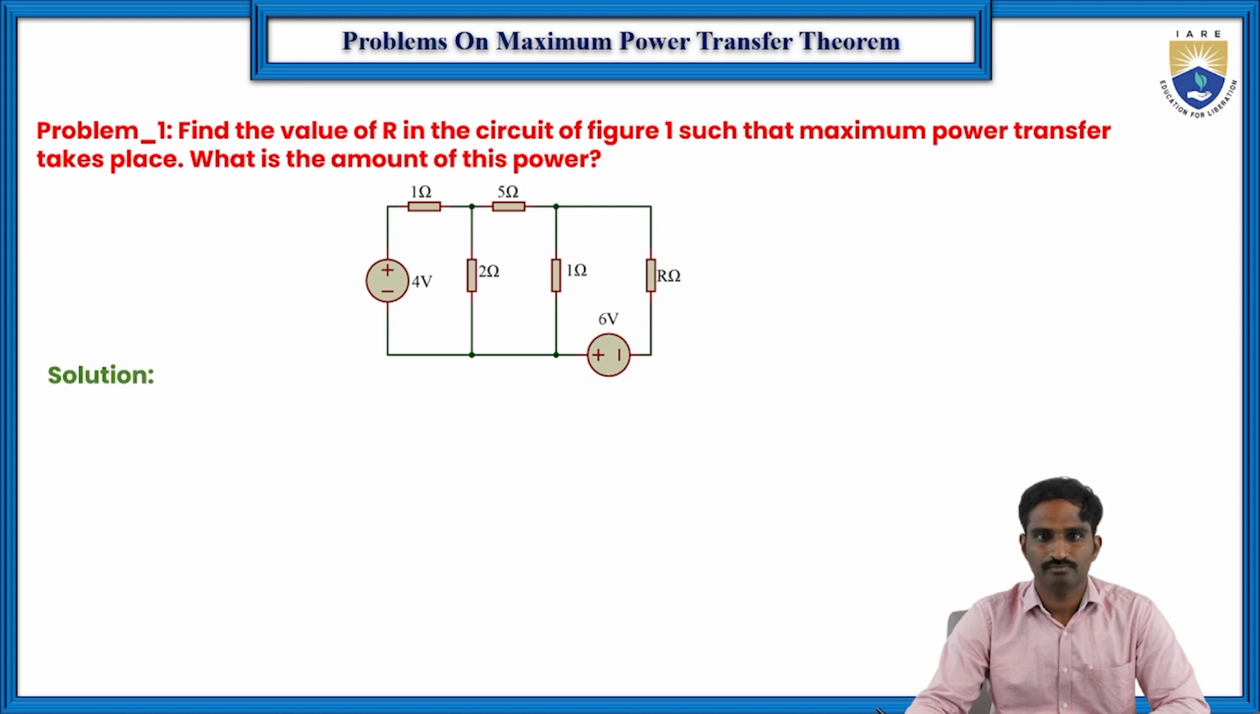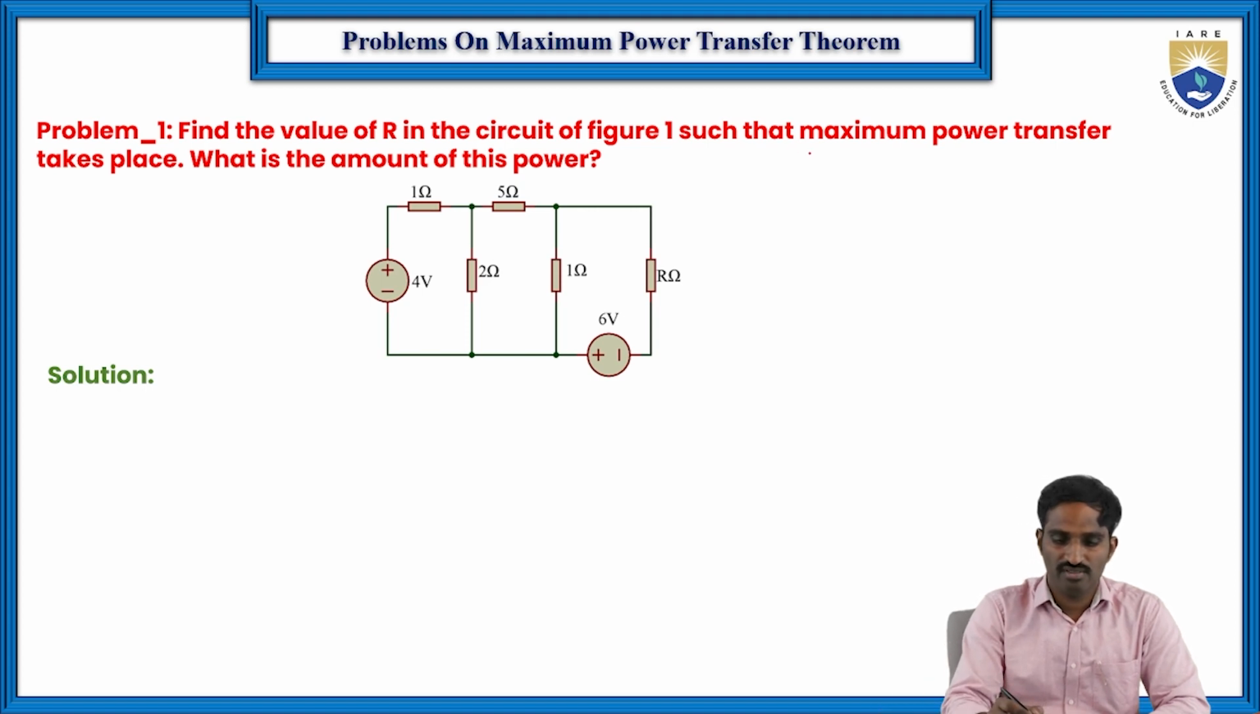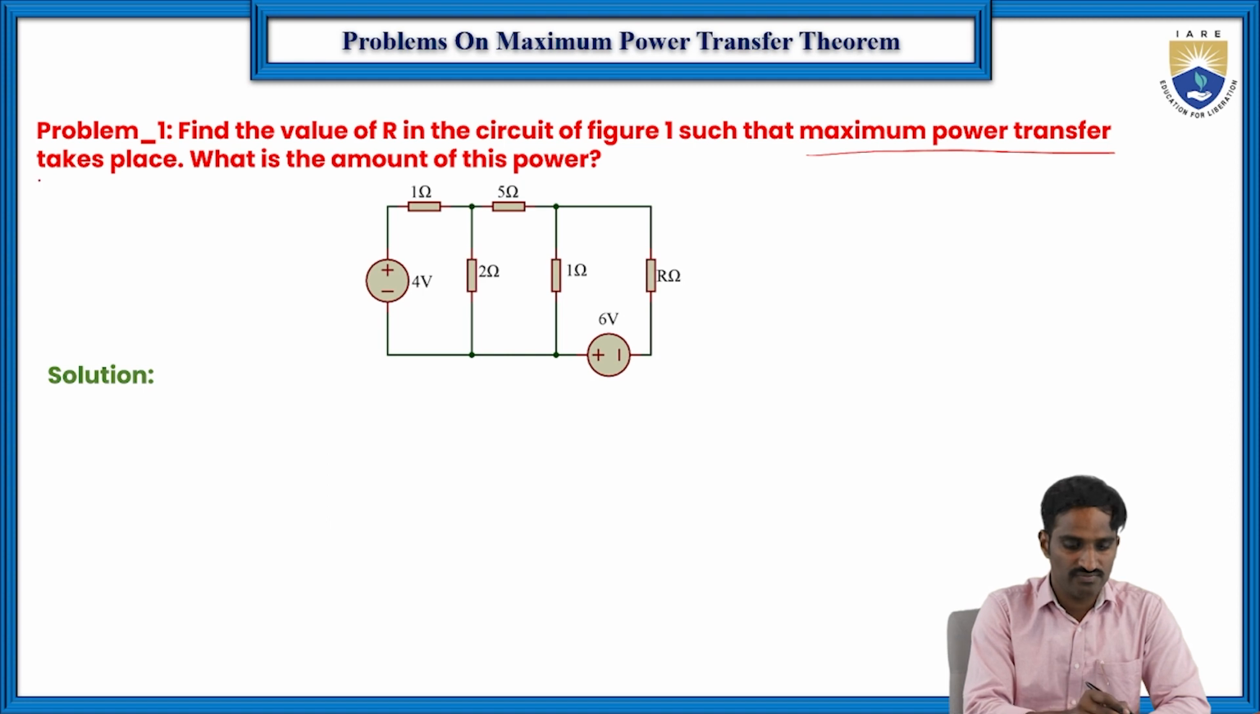So here, what are the two things that we need to find? First, we have to find the load resistance R value. So to find the load resistance R value, first we need to find the R Thevenin's value, because where R is equal to R Thevenin's, at that particular condition, the maximum power will flow through the load resistance. So already the condition that they have given is that maximum power transfer takes place.